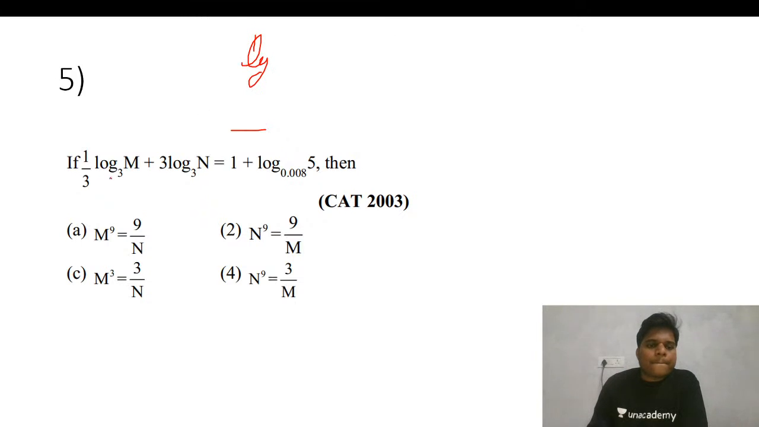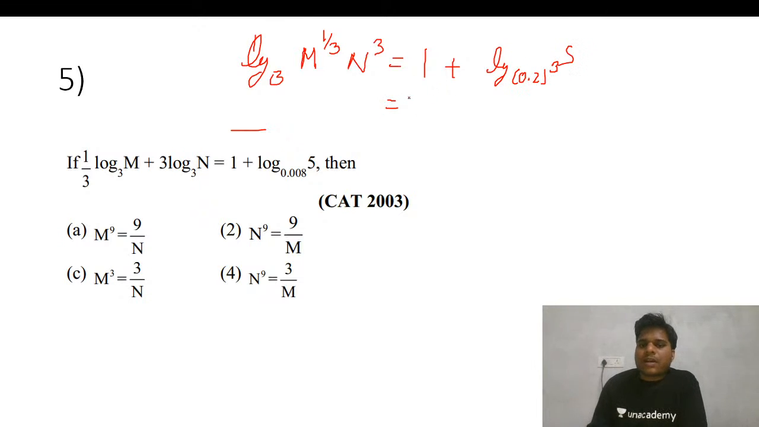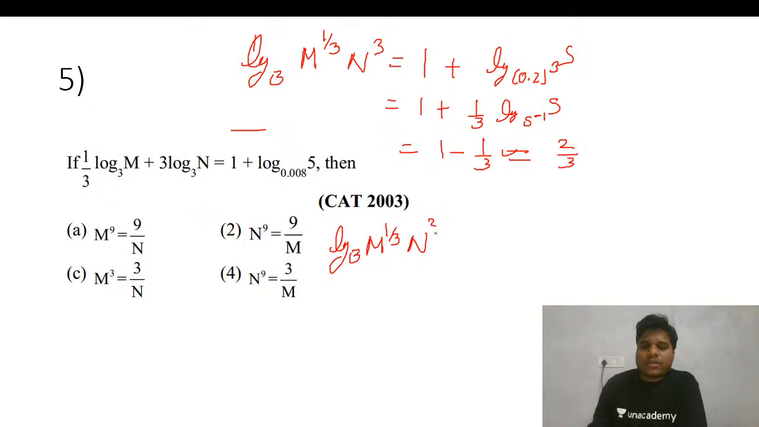So this becomes log base 3 of m to the 1 by 3 n cube equals 1 plus log of 0.2 cube. Now we will work on just this part. So this cube will be 1 by 3 here, and this becomes 5 to the power minus 1. So basically this is your 5, so this becomes 1 minus 1 by 3. Up to this clear, Amrit? So this is 2 by 3. So log base 3 of m to the 1 by 3 n cube equals 2 by 3. Is this clear up to now?